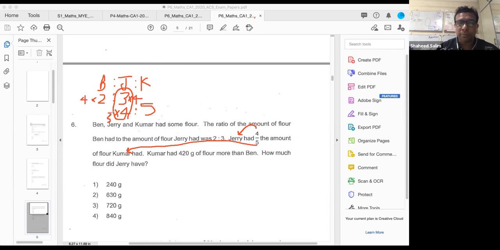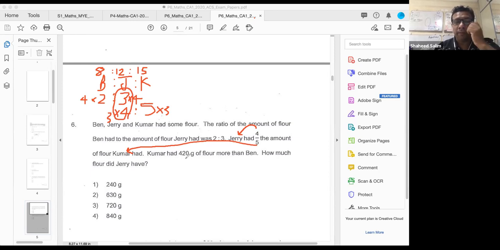And if you times this by 3, down here also must times by 3. So what do you get? 4 times 2 is 8 down here. This one is 12, right? 12. And this one, 5 times 3, 15. Now you have a ratio for Ben, Jerry, and Kumar.